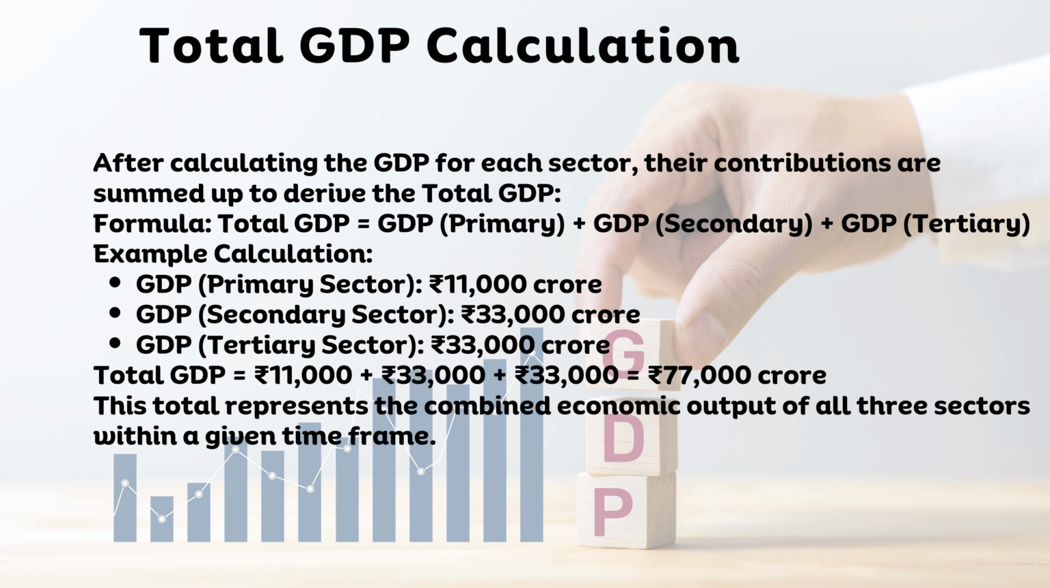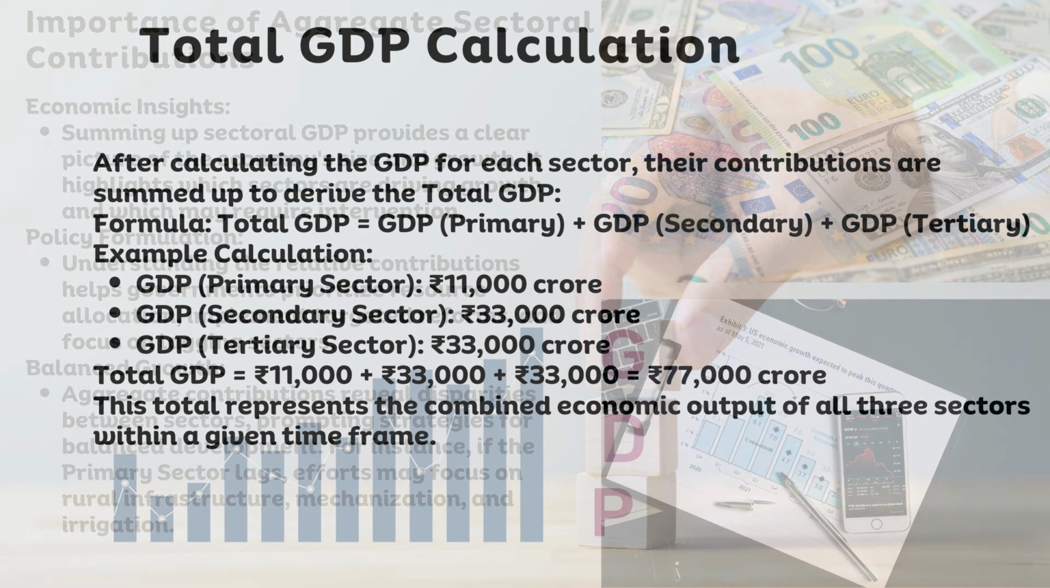Example calculation. GDP, primary sector: 11,000 crore rupees. GDP, secondary sector: 33,000 crore rupees. GDP, tertiary sector: 33,000 crore rupees. Total GDP = 11,000 + 33,000 + 33,000 = 77,000 crore rupees. This total represents the combined economic output of all three sectors within a given time frame.